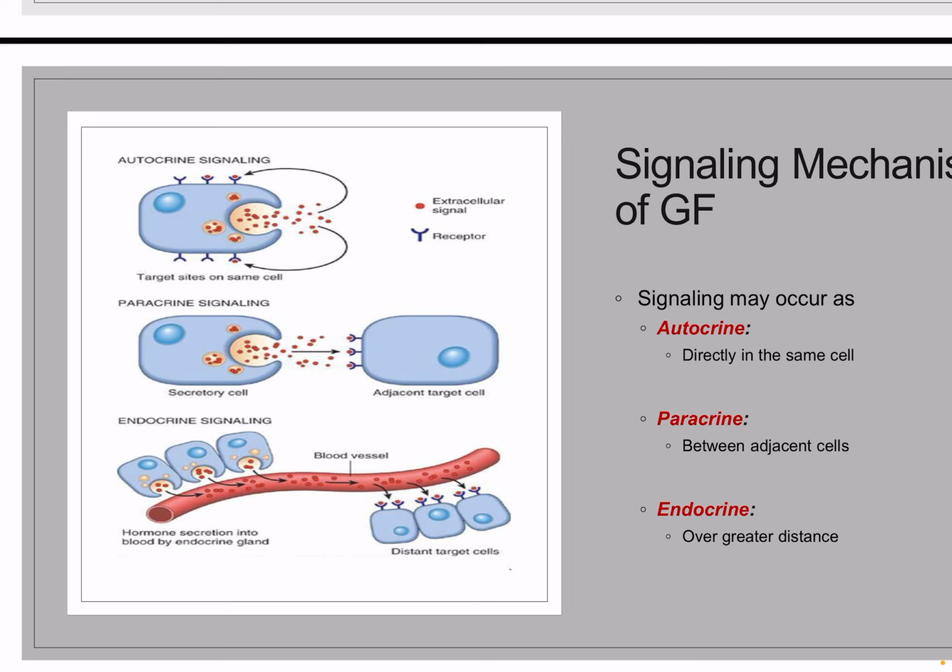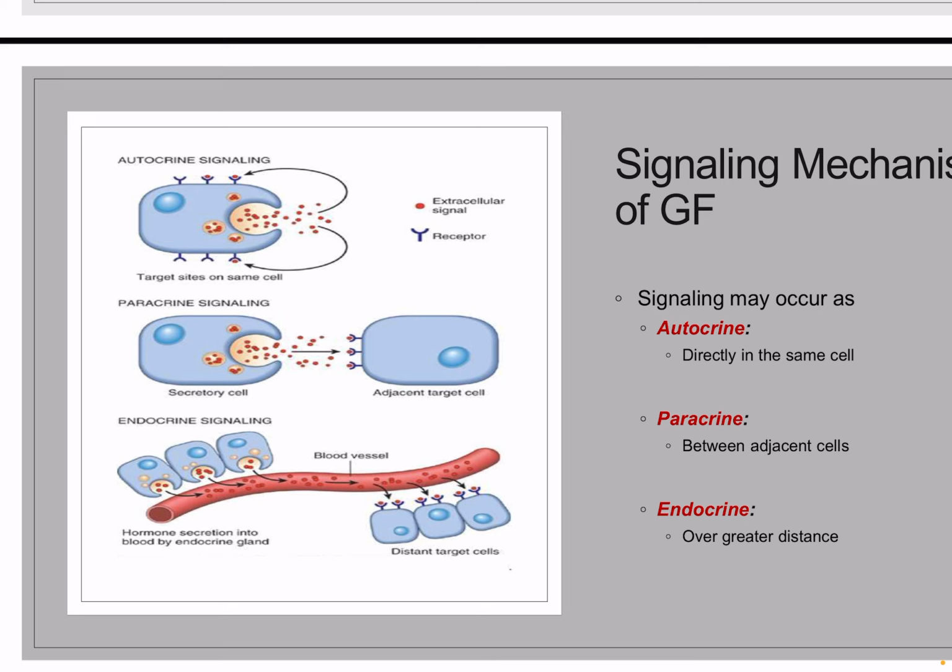Para, next to you, parallel to you. So paracrine signaling is that one cell produces the growth factor. They bind to the receptors on the adjacent cell, the cell next to it, and then it stimulates that cell to divide.